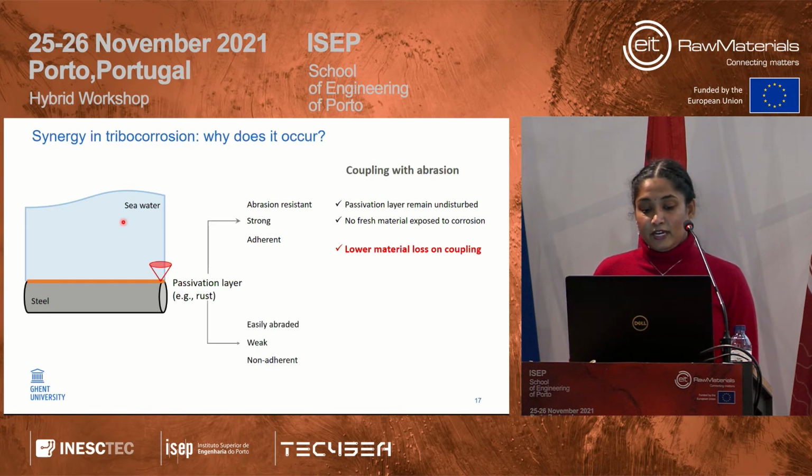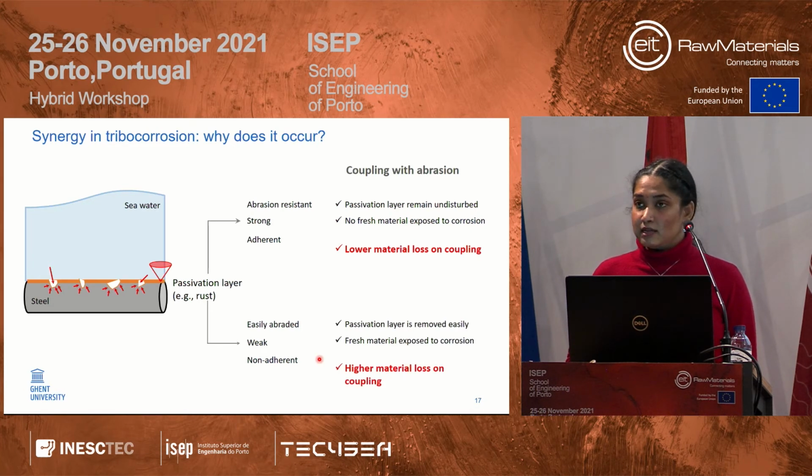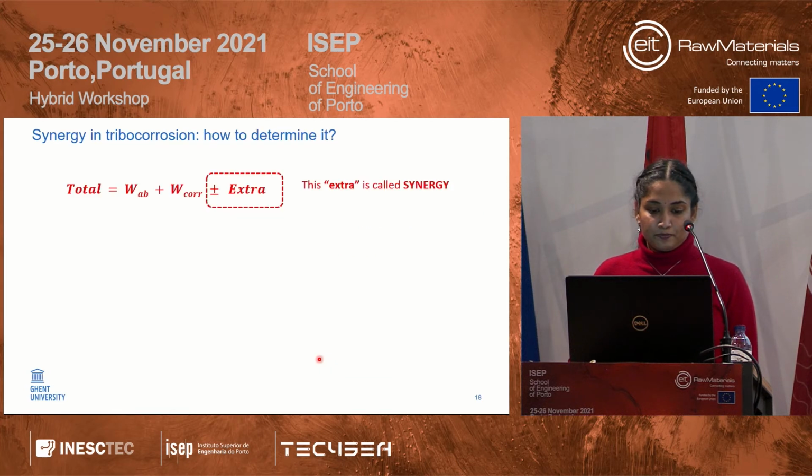On the other hand, we have the second option where the passivation layer can be easily abraded, weak, or non-adherent. What happens in that case? As the layer is weak and non-adherent, and as the abrasive moves over that layer, you have more surface being exposed, corroded, and then again abraded, being a cyclic process. So you have a higher material loss. These are the reasons why you have that extra term of synergy, and there is a process to quantify that synergy.